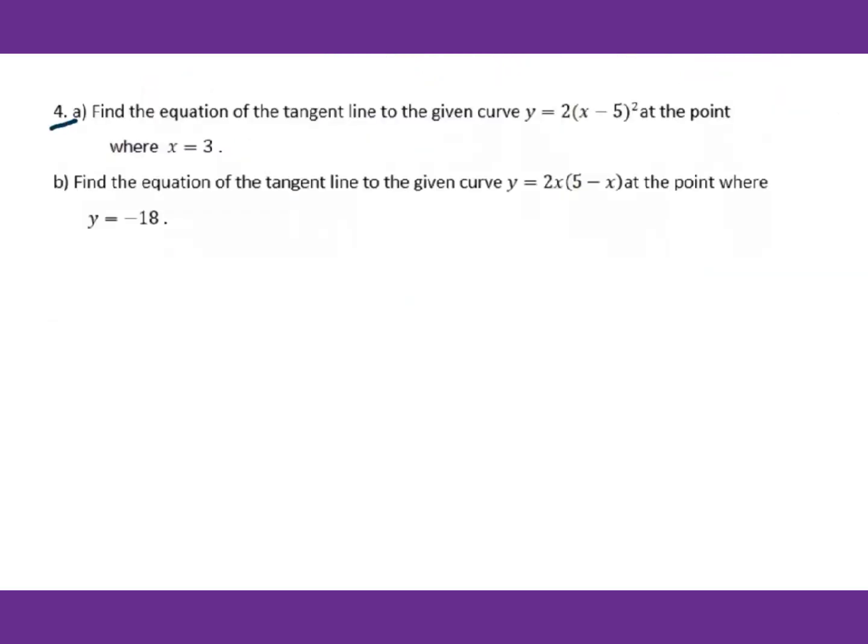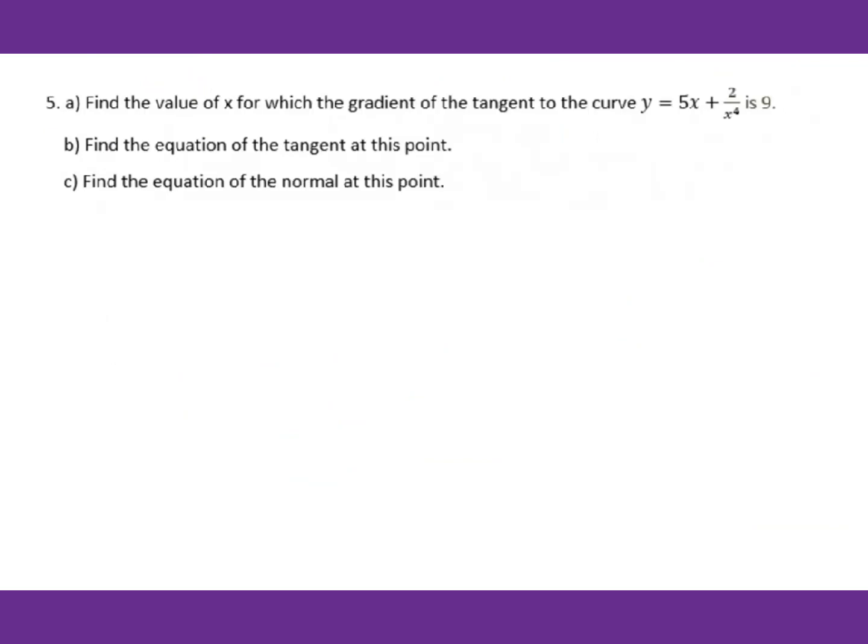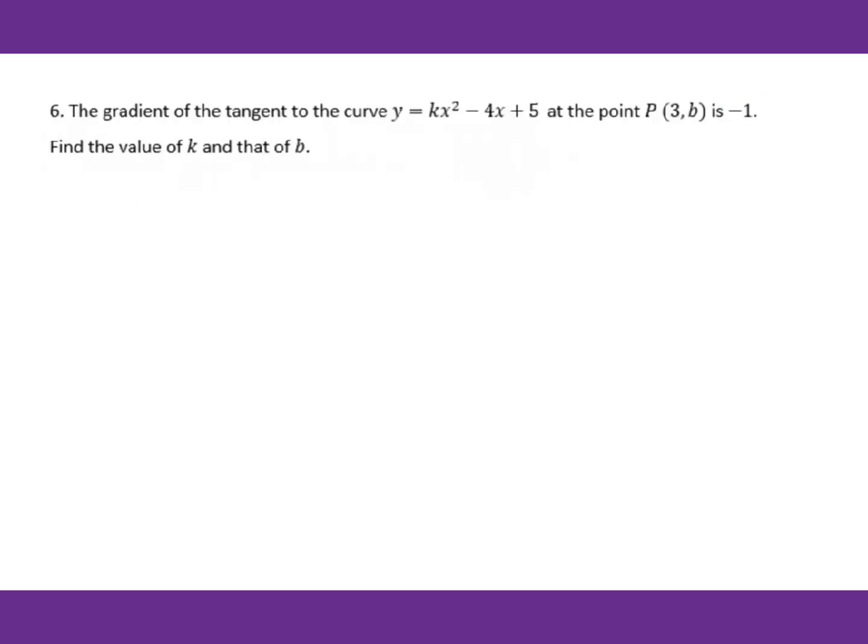For question 4 and question 5, I will use a graphing calculator to show you how to do this kind of question. Now go to 6. The gradient of the tangent to the curve y equals kx squared minus 4x plus 5 at the point P of (3, b) is -1. Find the value of k and that of b.